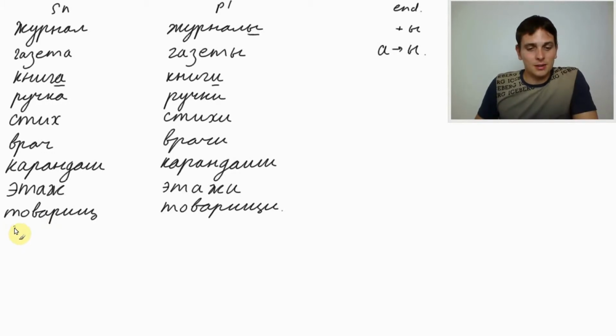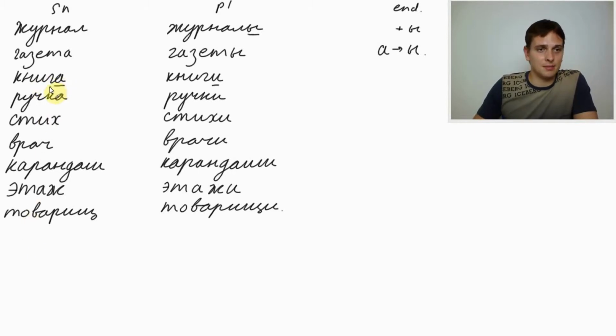So let's stop on товарищ. Can you see any patterns? Книга, ручка, стих, врач, карандаш, этаж, товарищ. No, it's difficult to see the patterns. However, we can see the patterns of ending И in the plural. And actually this is what is important for us. Let's look at this. Книги, ручки, стихи, врачи, карандаши, этажи, товарищи. We've got a hard consonant and И.